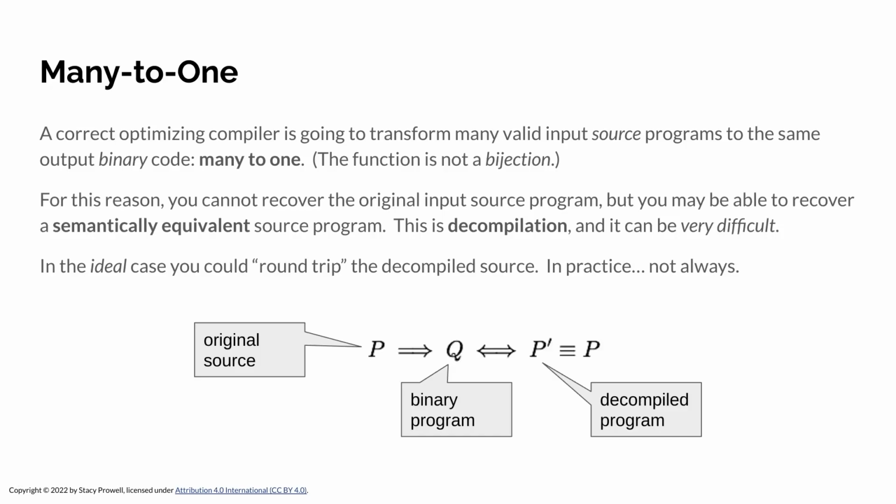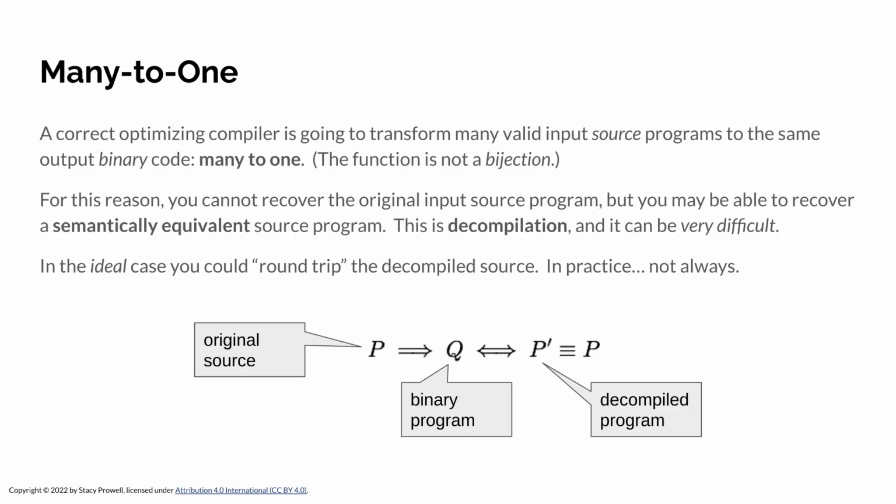So back to Mycroft, now that we've got the motivation piece out of the way. A correct optimizing compiler is going to transform many different valid source programs to the same binary code. We've actually seen that. If you compile a hello world with printf and a \n at the end, and you compile a hello world with puts and no \n at the end, you get the same output, right? Because there you go. It's going to compile many input source programs to the same output program. It's many to one. So it's not a bijection, which means that a compiler is not an invertible function.